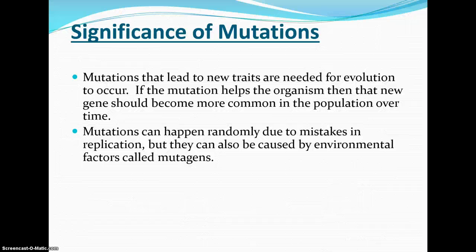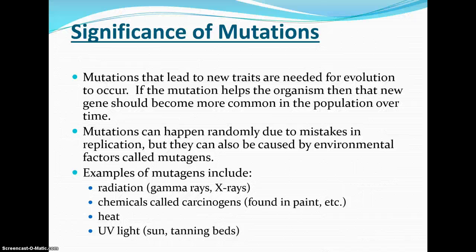Examples of mutagens include, you need to keep pushing these buttons. I do. Radiation, like gamma rays and X-rays, and those come from the sun. But yes, the Incredible Hulk. I shouted out before you. Or nuclear reactors, yeah. That happens. Chemicals called carcinogens found in paint, so don't eat paint, etc. Heat and UV light.